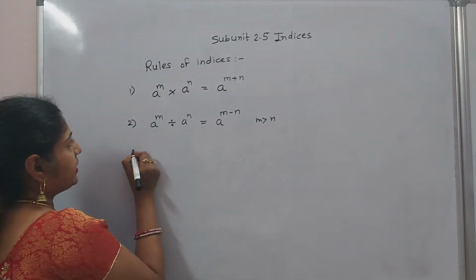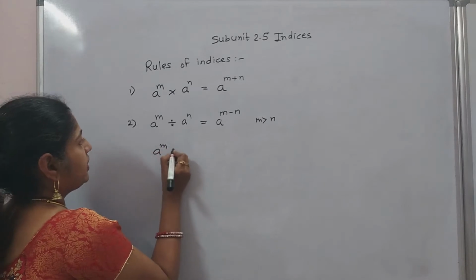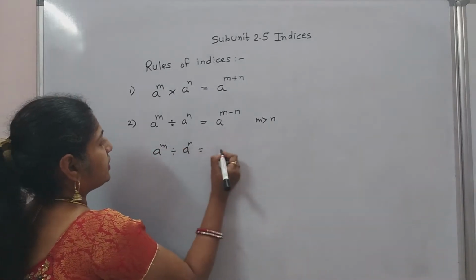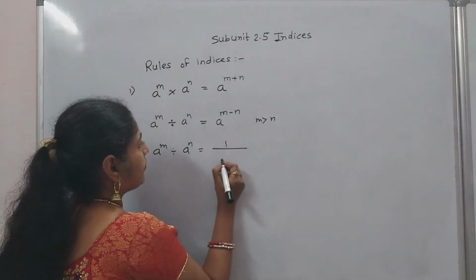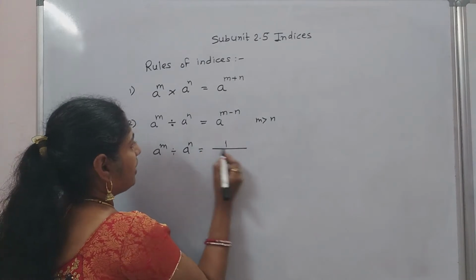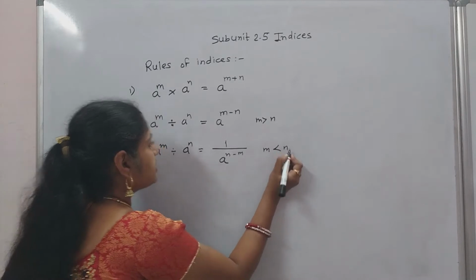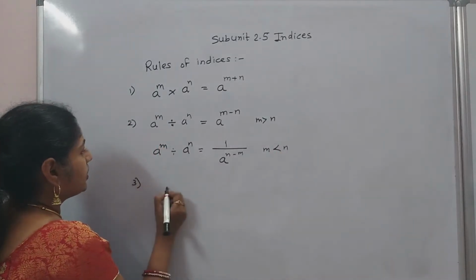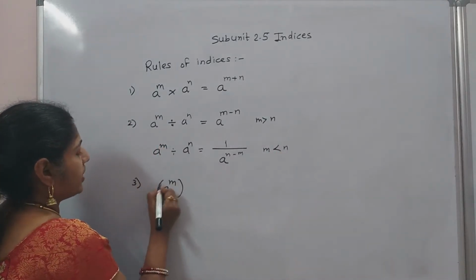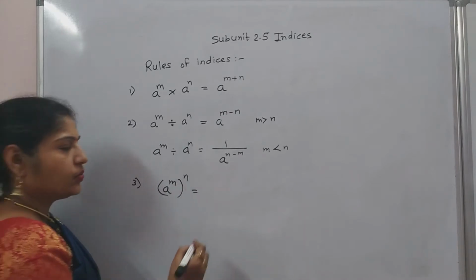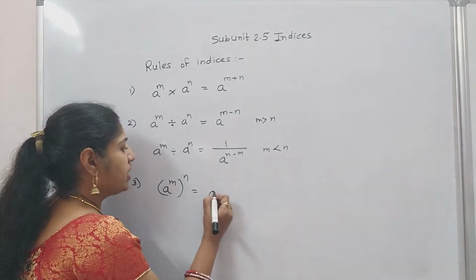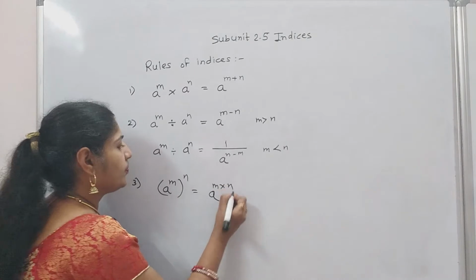If n is greater, then we can write it as 1 upon a raised to n minus m. Here m is smaller and n is greater. Rule number 3, a raised to m, raised to n, is power of the power. So a raised to m into n.